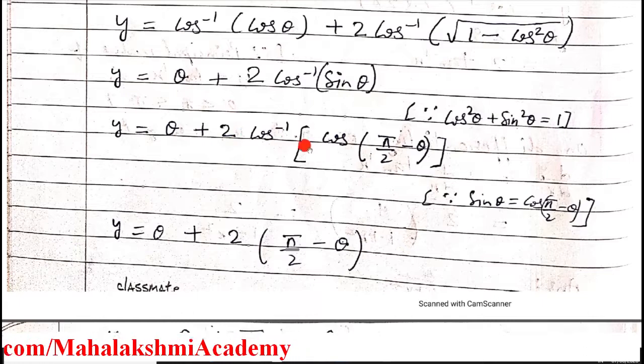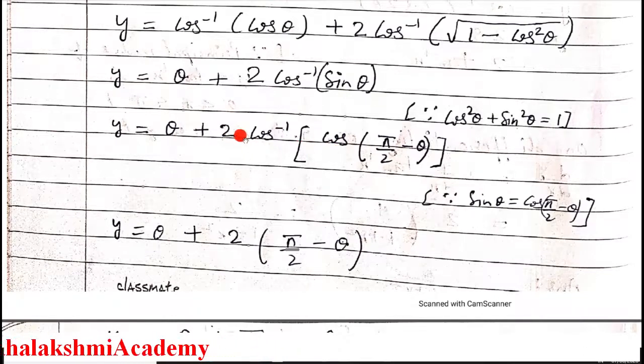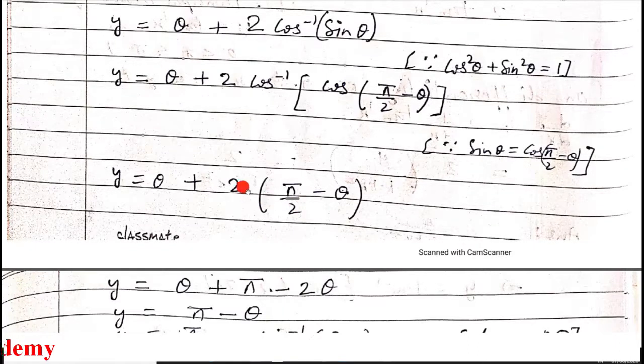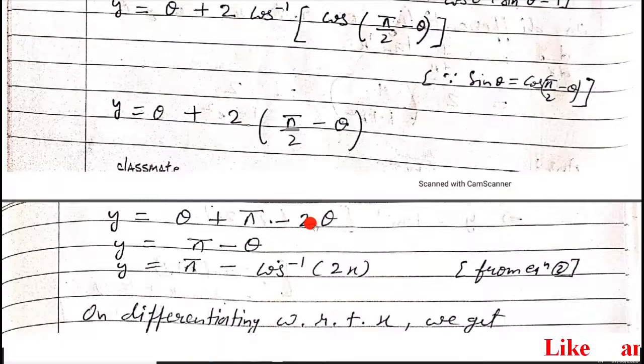Now this cos and cos will remove. So 2 and this small bracket remain here. Now open them. When you open it, 2 will multiply with both, which will give you pi minus 2 theta. Now this minus 2 theta and plus theta becomes minus theta. Now replace theta from equation second, that is theta value is cos inverse 2x.